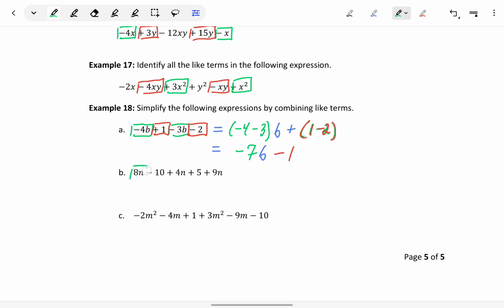Similarly, in part B, we have 8n, 4n, and 9n, and then we have minus 10 and plus 5, meaning to get our simplified expression, we'll add 8 plus 4 plus 9 times n plus negative 10 plus 5 as those two constant terms added together to give us 21n minus 5.